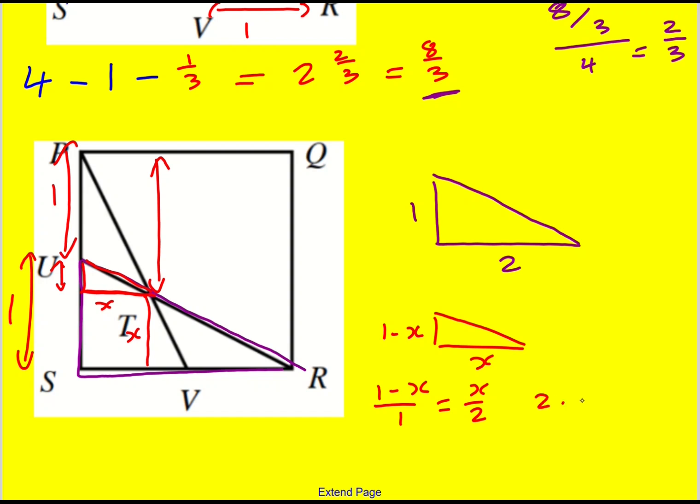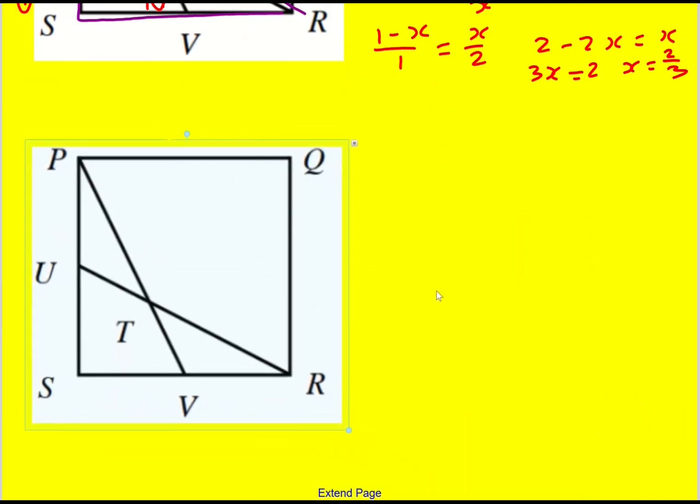Cross multiply, 2 minus 2x equals x. So 3x is equal to 2, x is equal to 2/3. And once we've got that, we've got, again, the height of this triangle, and we're sorted.